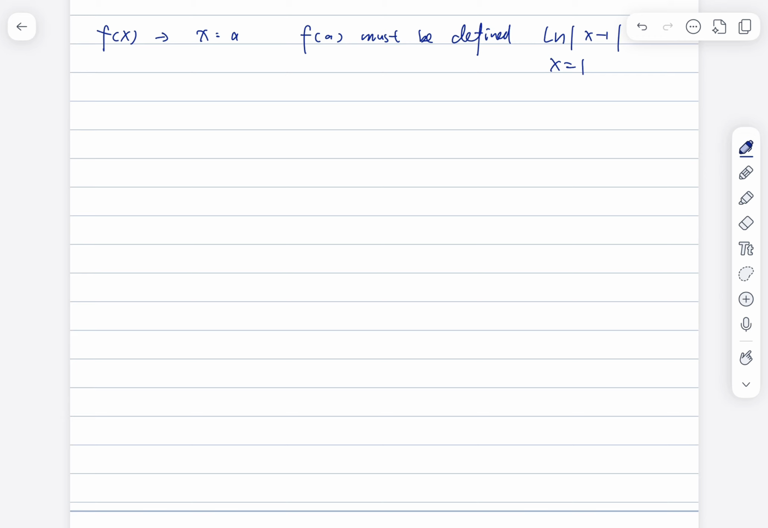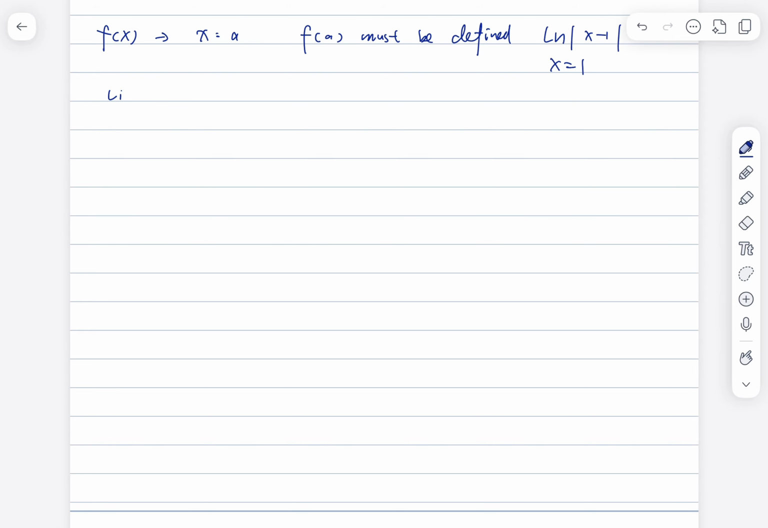The third, which is also the definition of continuity, is that the limit of f(x) as x approaches a is equal to f(a). Then it's going to be continuous at this point a.